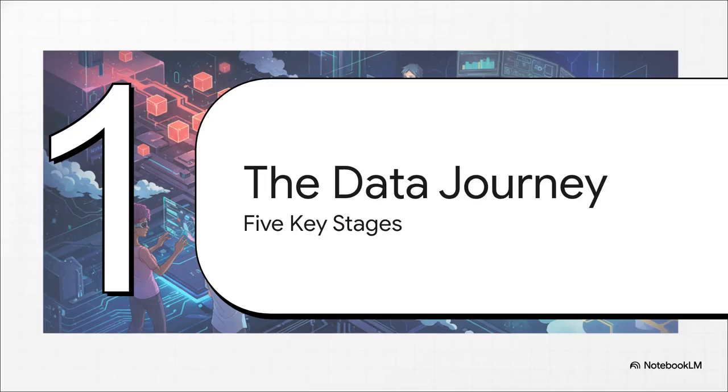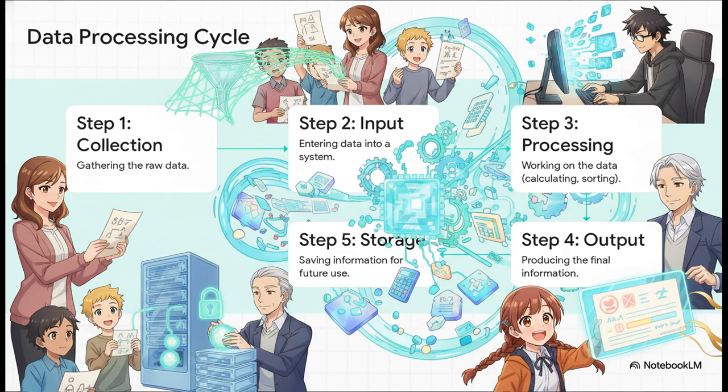But processing isn't just one magic button you press. It's actually a journey, a step-by-step path. So let's walk through the 5 main stages that take data from being totally raw to being ready to use. Okay, so the whole thing kicks off with collection. Basically, just gathering up the raw facts, like our teacher grabbing those tests. Then you've got input, which is just getting that data into a system, like typing the scores into a spreadsheet.